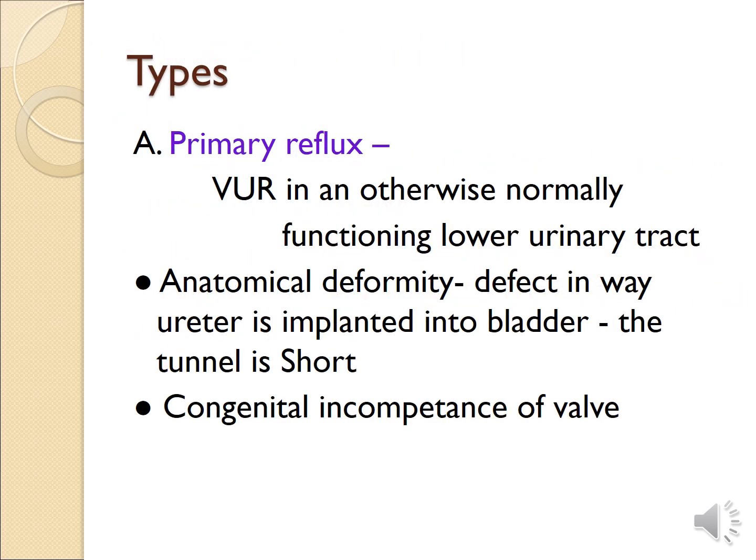The reflux can be of two types, primary and secondary. Primary reflux, or primary VUR, occurs in an otherwise normally functioning urinary bladder or urinary tract. Here the problem is an anatomical defect: instead of oblique attachment, it is implanted a bit straight, so the tunnel is short and the flap valve mechanism is not there, so it cannot prevent the reflux of urine. So reflux of urine occurs into the urinary bladder, to the ureter and up to the kidney.